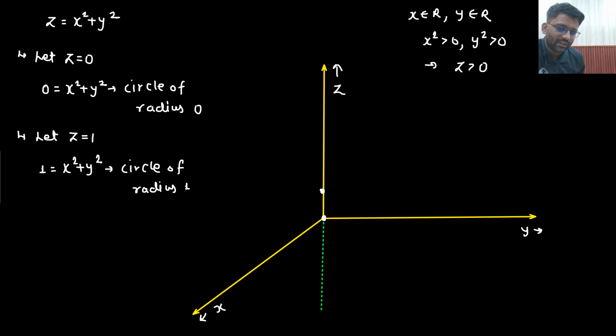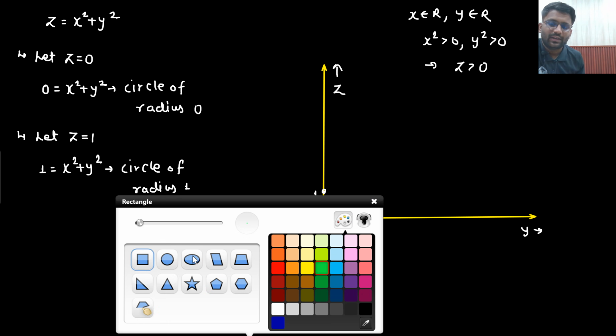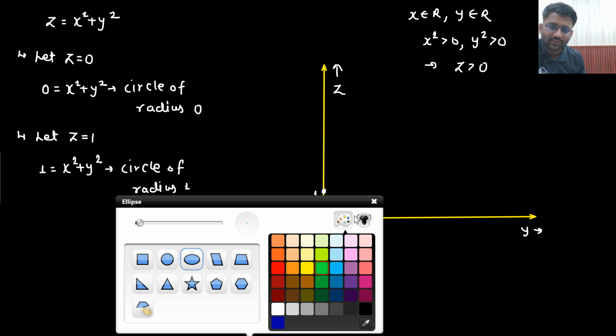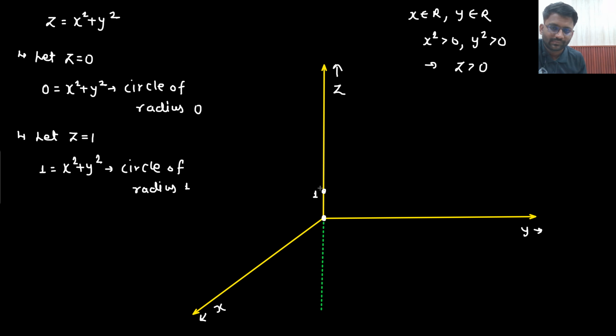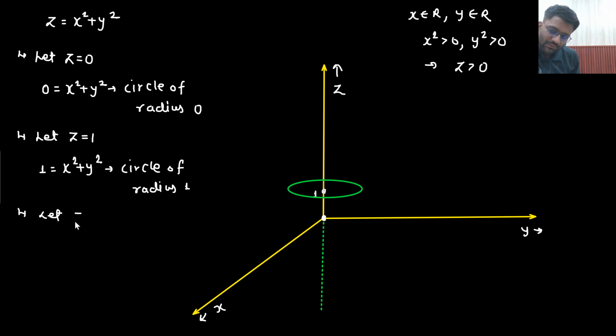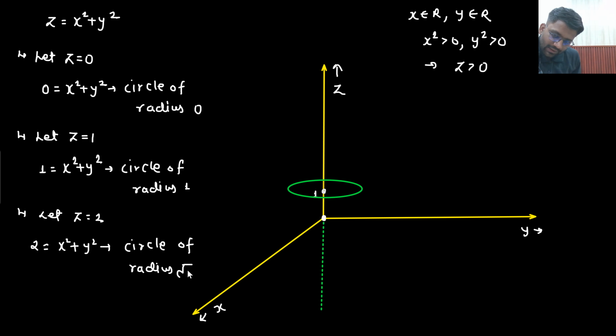When z is 1, this is your z. When z is 1, you need to make a circle of radius 1. Similarly, when z is 2, what will you do? Let z be 2. When z is 2, you need to make a circle of radius under root 2, right? A circle of radius under root 2.